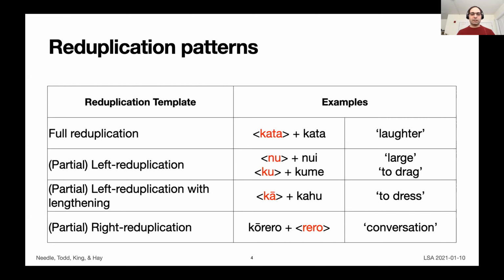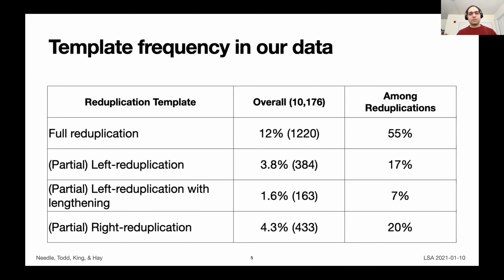And right reduplication, on the other hand, involves a partial right side copy, like in korerorero. This table shows the prevalence of these templates in our data. Full reduplication is the most prevalent, then right and left, and you can see that left reduplication with vowel lengthening is the rarest.